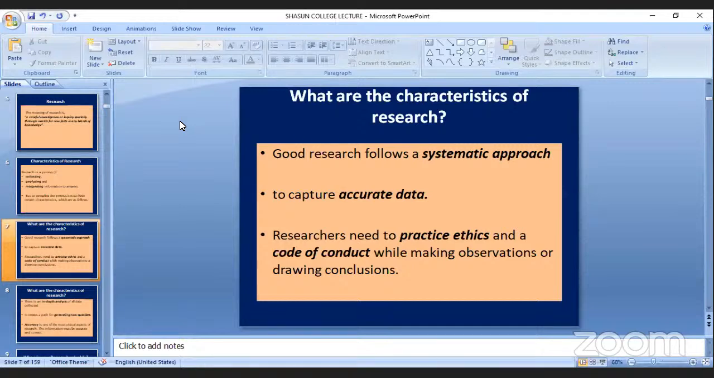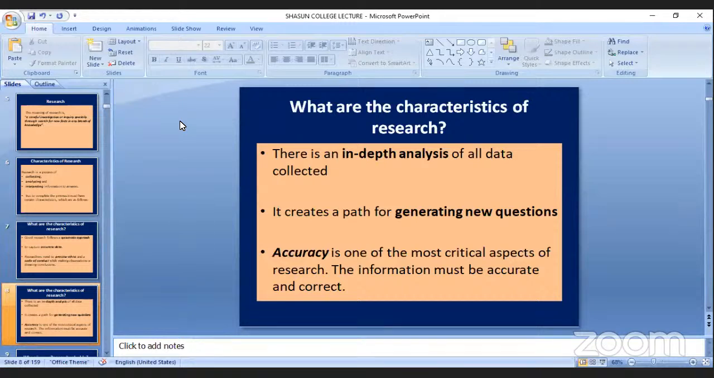So it should be your thought, it should be your information, the way in which you collect, everything is yours only. So you have to practice ethics. That is very, very important in research. Then in-depth analysis is also very important. After collecting, the analysis part is very, very important. And generating new questions. The data you have collected should generate a lot of new questions. If you do the same old thing, you will not identify something that is required. So something which adds on to the new questions is very, very important.